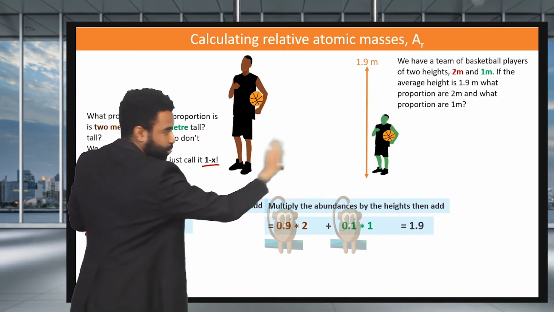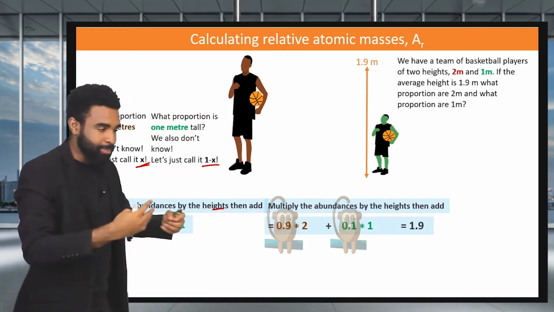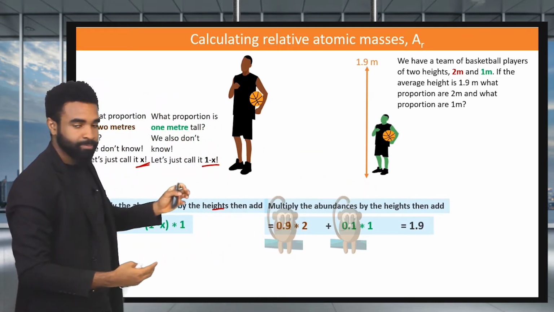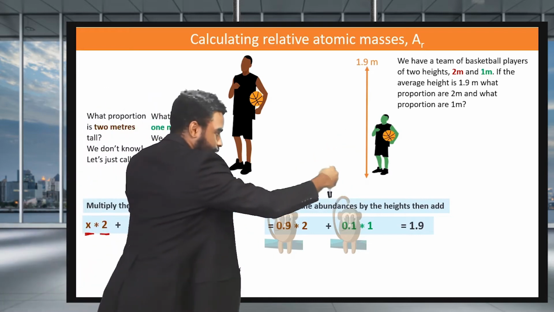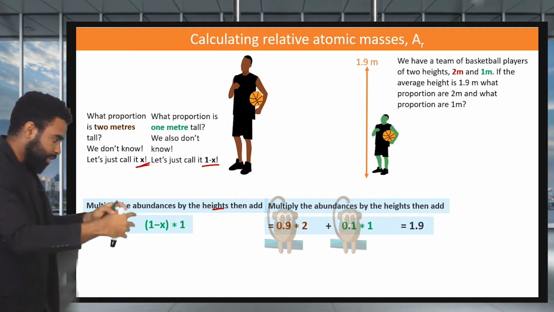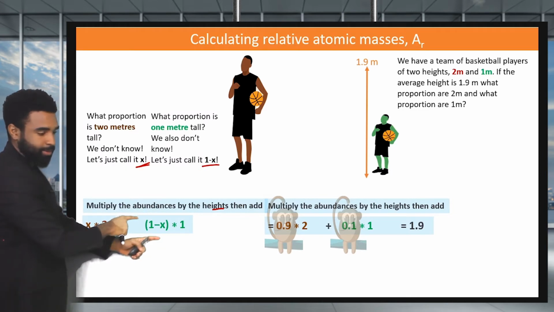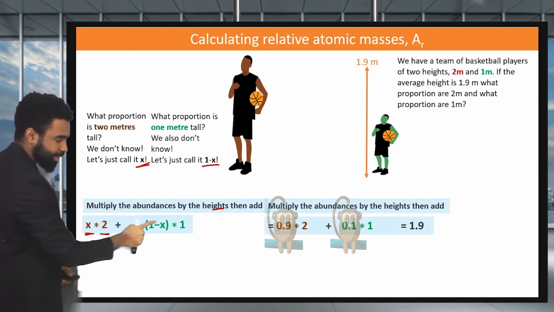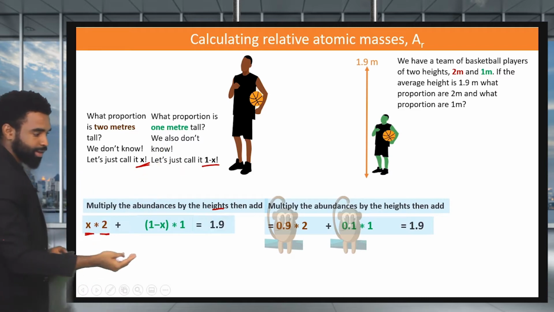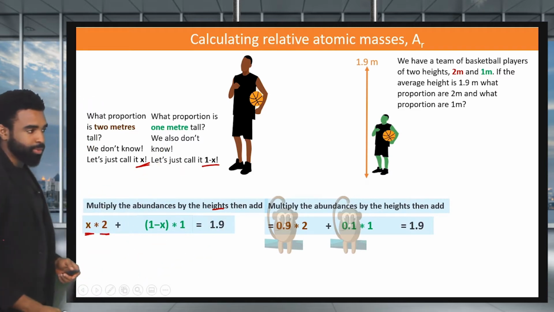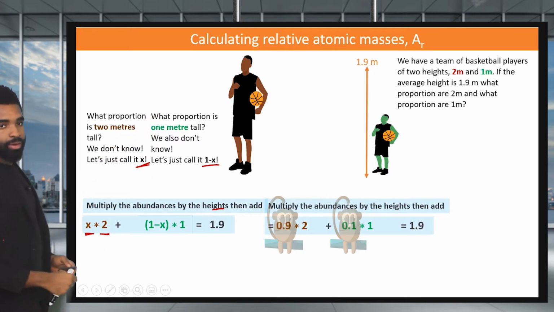If we know that there are only 2 types of folks in the basketball team, then the proportion of one plus the proportion of the other must be equal to 1. Therefore, we can just put 1 minus x here. So 1 minus x times the height of those players, which is 1. And we know already what the weighted average will be, 1.9, because it was given to us in the question.